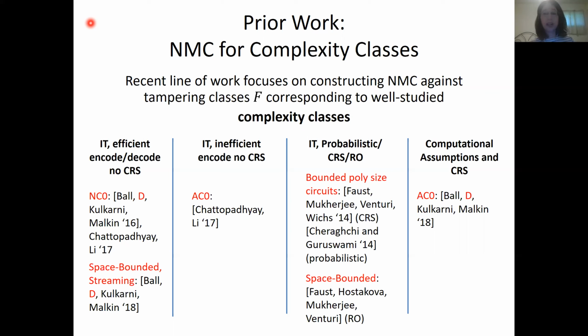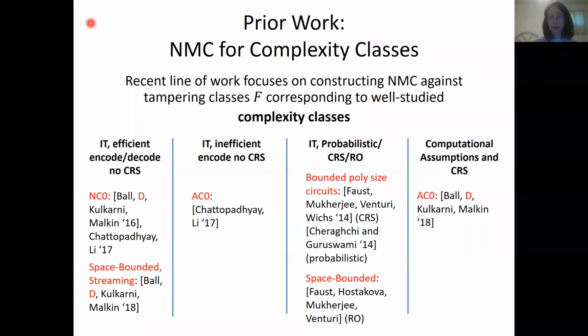I want to draw your attention to the two leftmost columns here. The reason for that is that the leftmost column is the best possible setting. In the leftmost column, we're going to consider information theoretic constructions, so there are no computational assumptions involved. We're going to require that encode and decode are efficient, polynomial time. And we are in the standard model, so there is no CRS or random oracle.